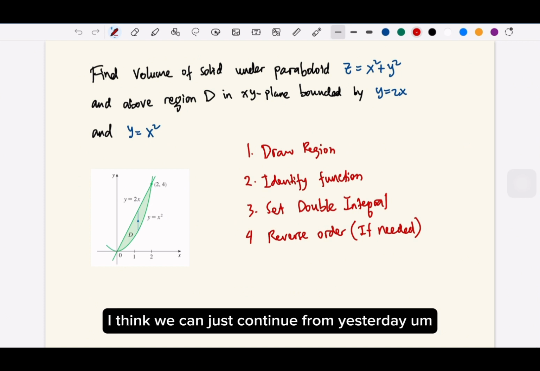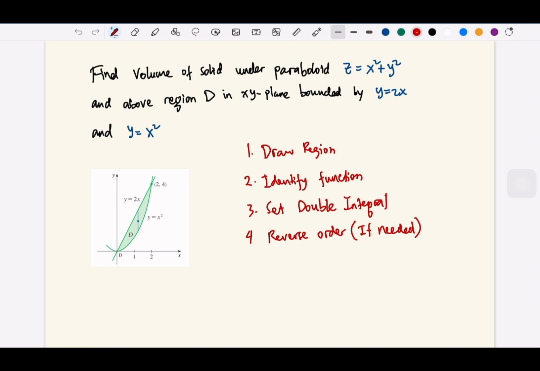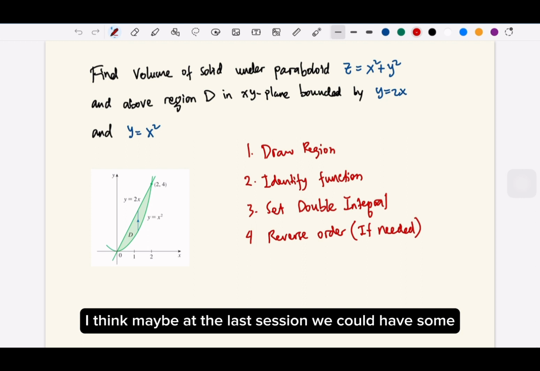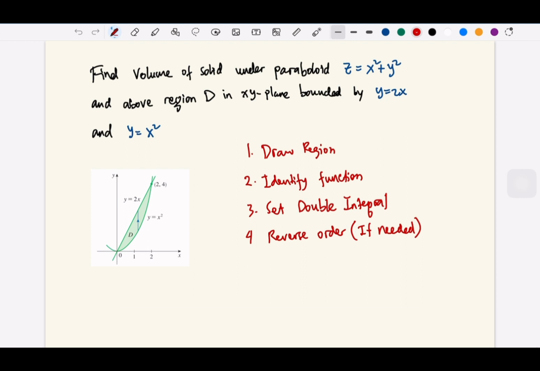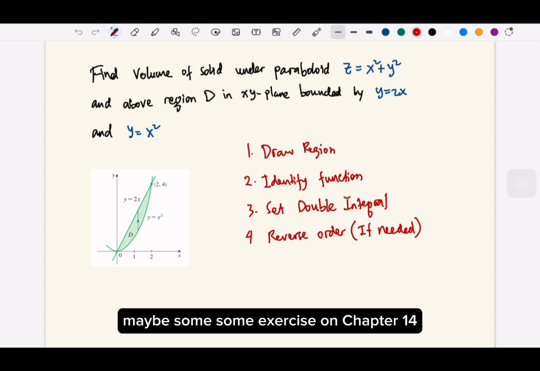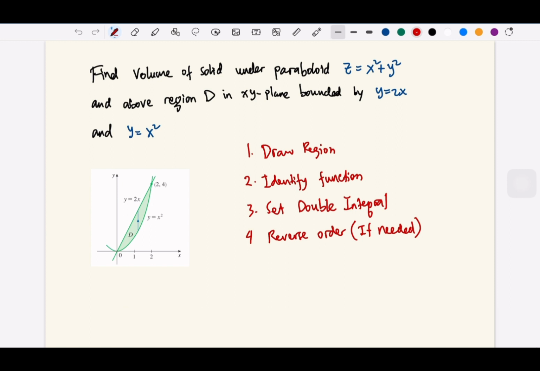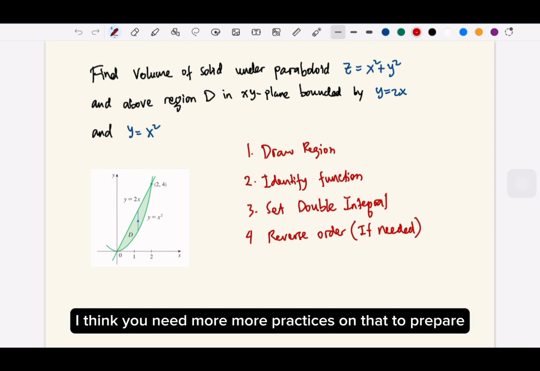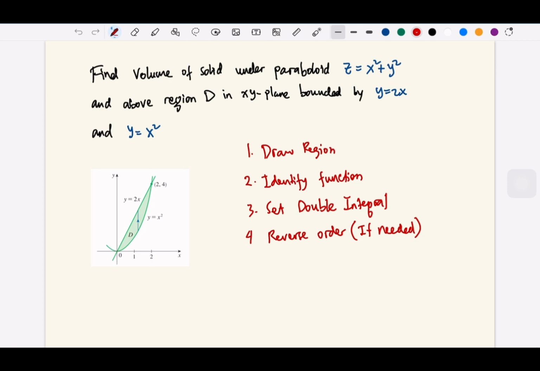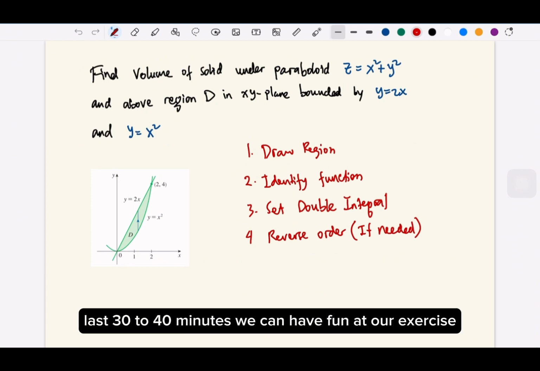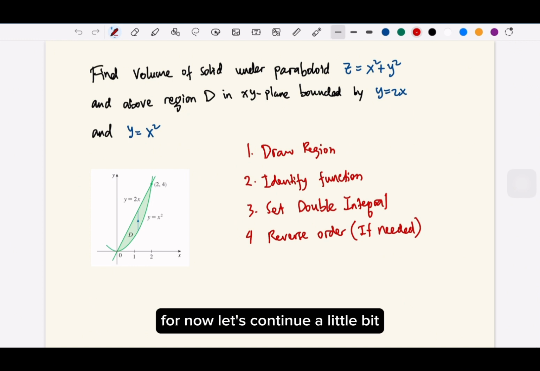I think we can just continue from yesterday. Maybe at the last session, we could have some exercise on chapter 14. I think you need more practice on that to prepare for your quiz next week. So we can start the exercise later, maybe for the last 30 to 40 minutes. But for now, let's continue a little bit on what we have done yesterday.